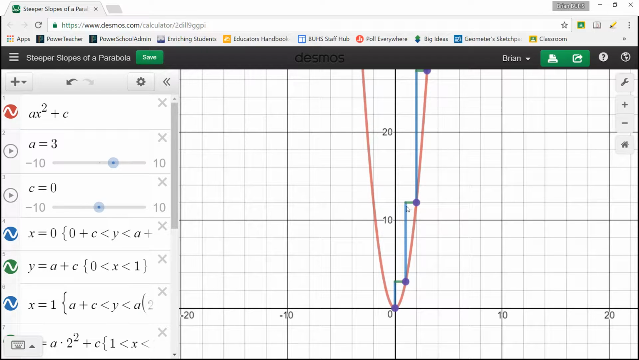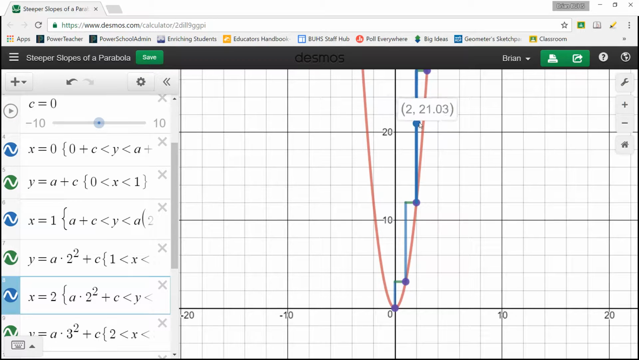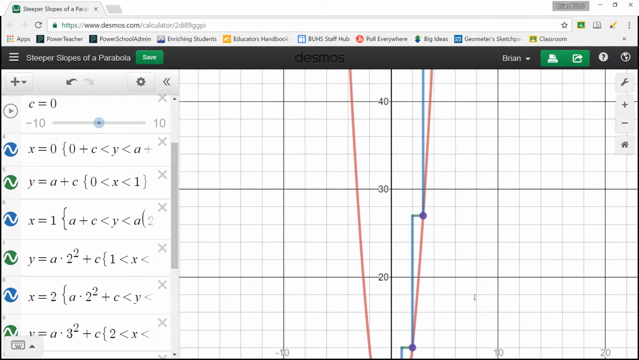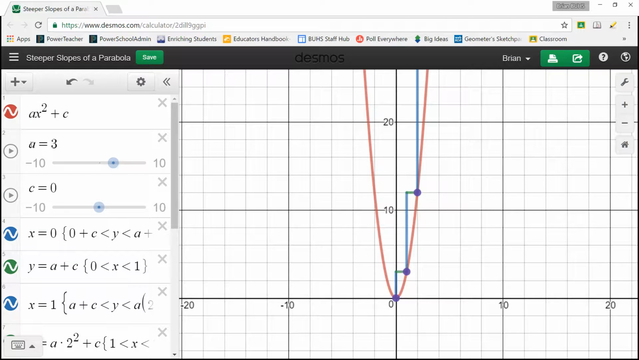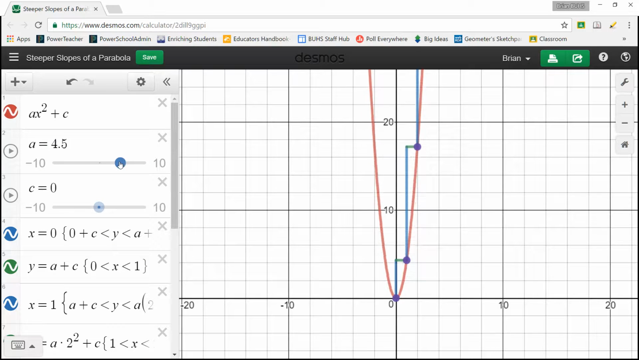The up 3 is now going up 3 times 3, which is up 9. And the up 5 is now going up 5 times 3, which is 15, right? It's going from 12 to 27, which is up 15. All right, so those rises are all being multiplied by the a value is what happens there, okay? And then the same thing for different values.